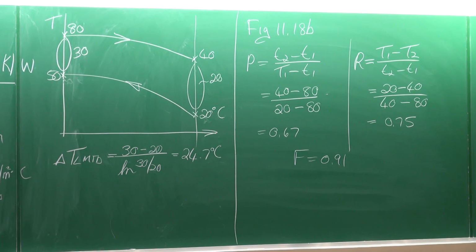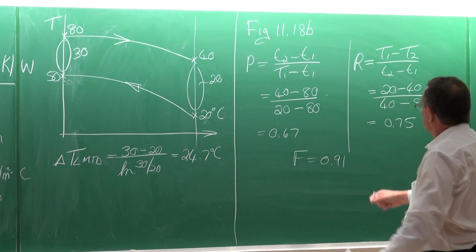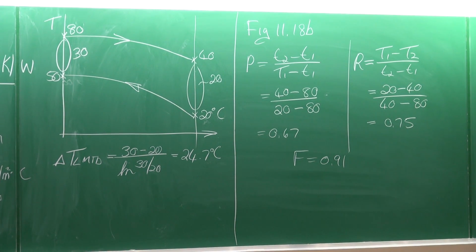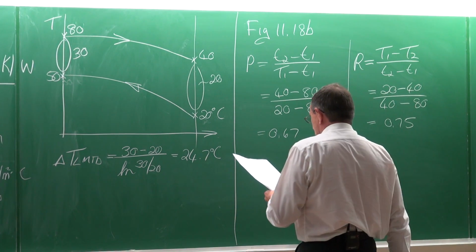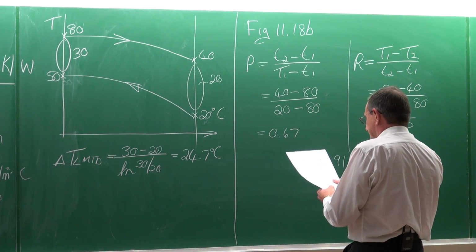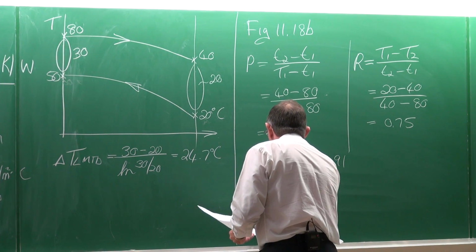Is it fine? Or did I misread it from the graph? It's about right? Okay. If not, then obviously you can go and refine it at home, but look at the principle of how you get the correction factor. So now that we've got the correction factor, we can start getting the heat transfer rate. We first need to get the overall heat transfer coefficient.